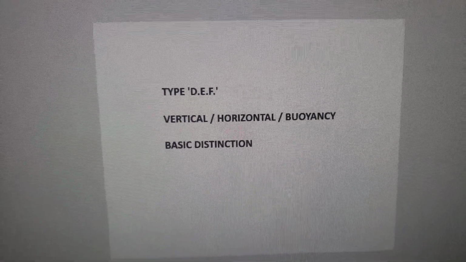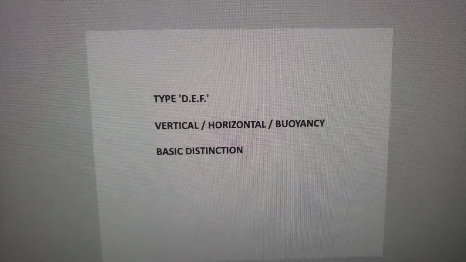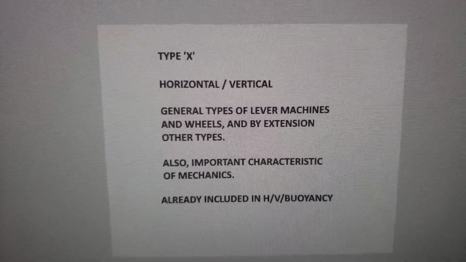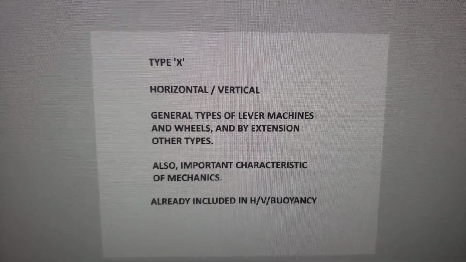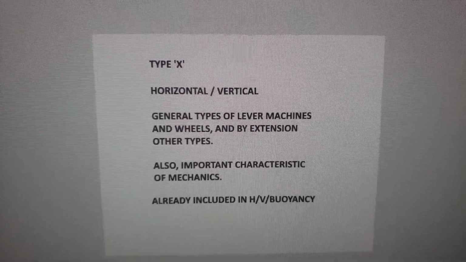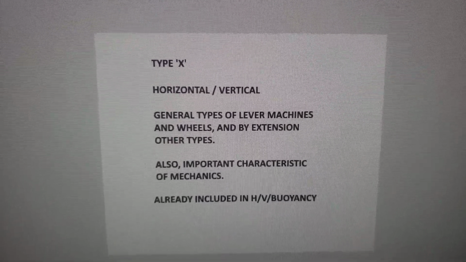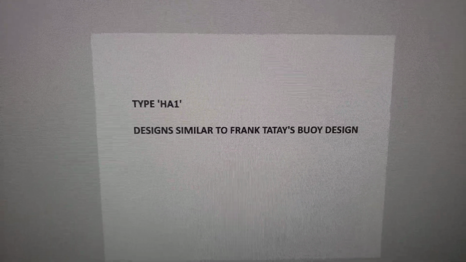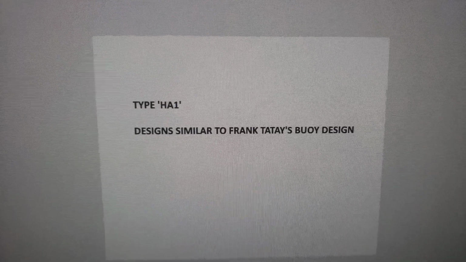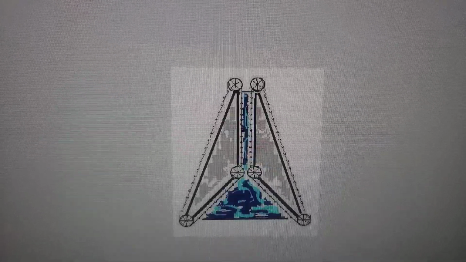Type DEF, vertical horizontal buoyancy, basic distinction. Type X, horizontal vertical, general types of leverage machines and wheels, by extension other types, also an important characteristic of mechanics, already included in horizontal vertical buoyancy. Type HA1, design similar to Frank Tette's buoy design.